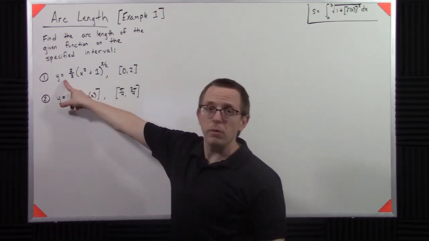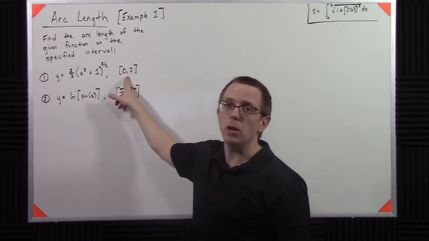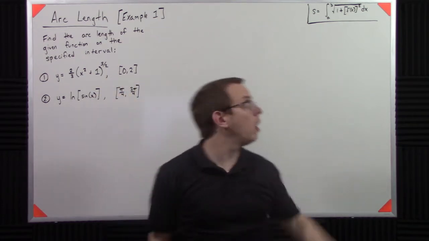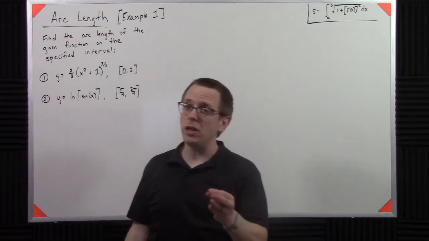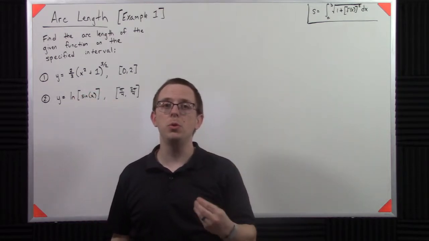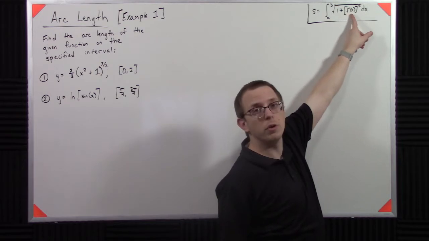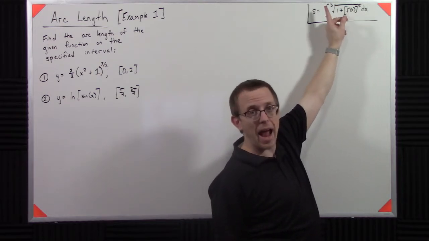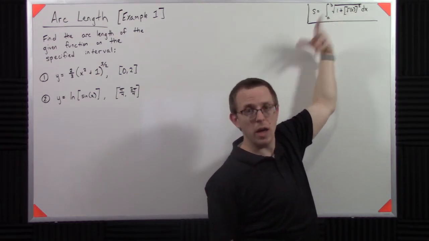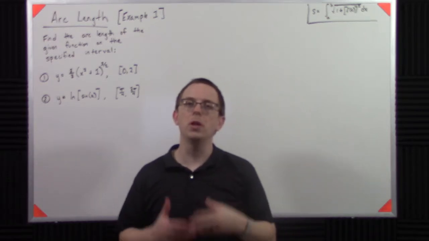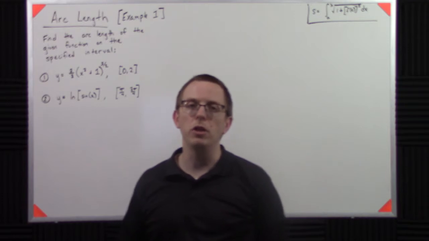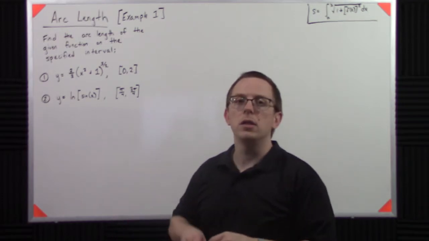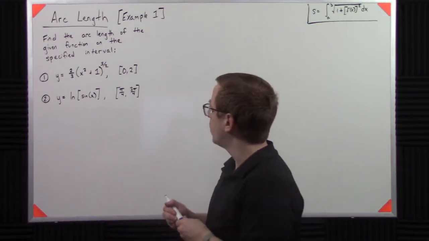So I'm given a function here, and I'm given an interval here. Since I'm given an interval, I already know what a and b are. I'm given a function, but I'm not given its derivative. So the key to doing this is we have to find the derivative, square it, add 1 to that value, and then we can go from there. We have a formula, but we have to do some steps before we're ready to actually shove our information into the formula. So let's write some on the board here.